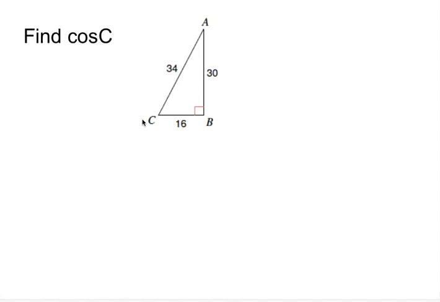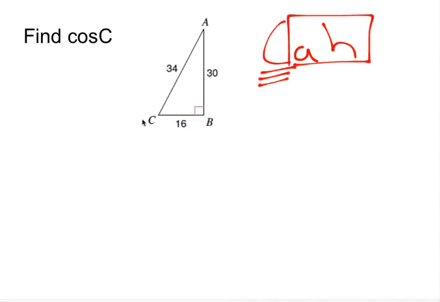So the CAH is spelt C-A-H. And the C represents the fact that it's cosine. So the A and the H are going to be what we use to figure out what cosine really is. And cosine is a trig ratio. So the A and the H represent the side lengths of the triangle that are going to help us figure out what the cosine of angle C is.